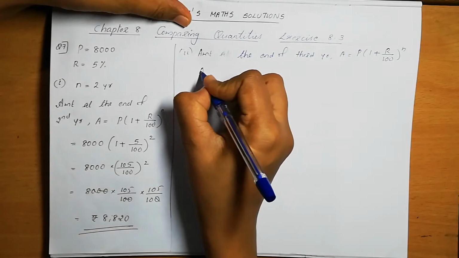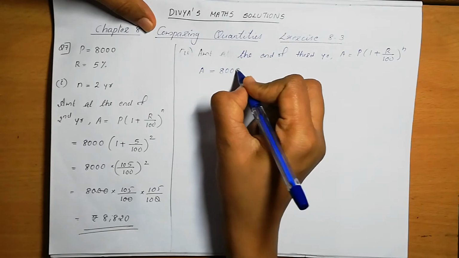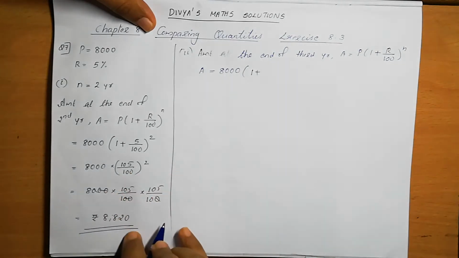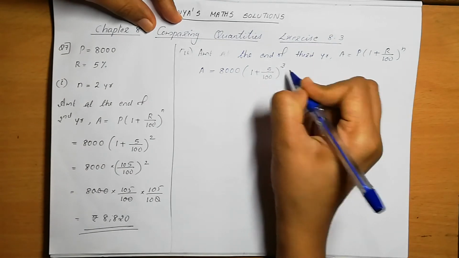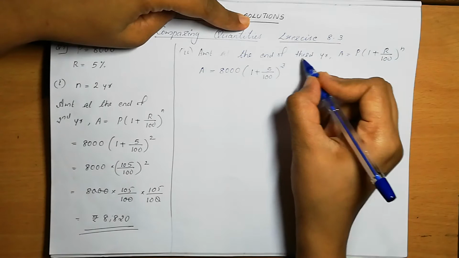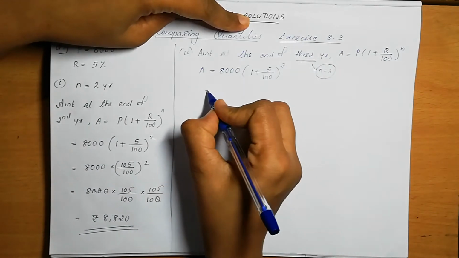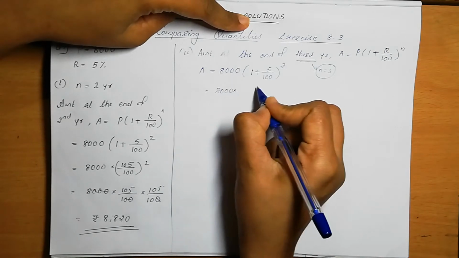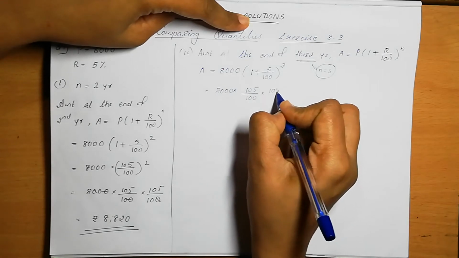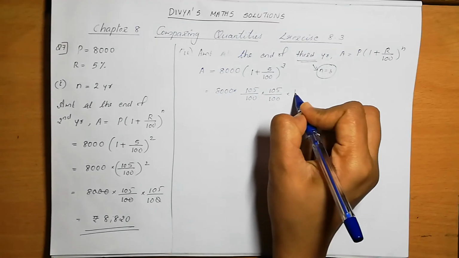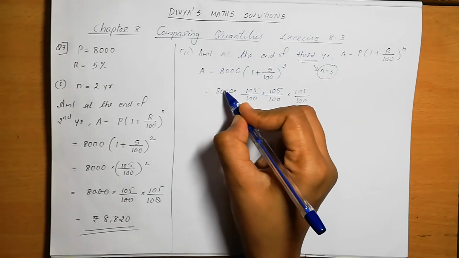That is, amount at the end of third year is equal to principal. Principal is 8,000 into 1 plus rate. Rate is how much? 5. 5 by 100 raised to N. Here N is 3 because at the end of third year, right? So the value of N here we are taking as 3 only. So this is equal to 8,000 into 105 by 100 power 3. That means 3 times we need to multiply 105 by 100. So here 0, here also cancel.